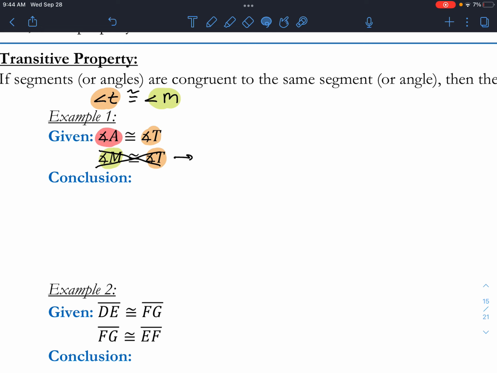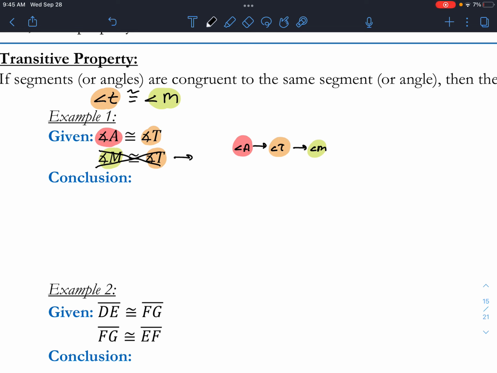I have a red on the left. I have a yellow on the right. I think we can do our chain rule. If we were going to look at this from left to right, I started with red. According to that statement, my red got me to the orange. And then according to the new statement that we just wrote, that orange got me all the way to the yellow. So because of these, I know that I'm creating this chain, and I can honestly just throw these letters in here. I've got angle A right there, angle T is here, and angle M is right here.